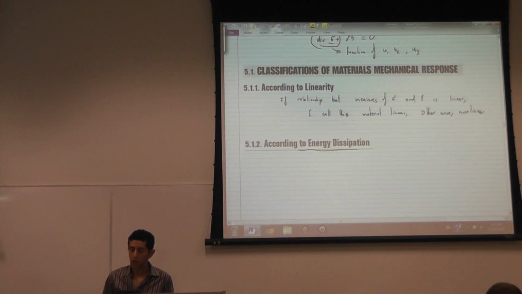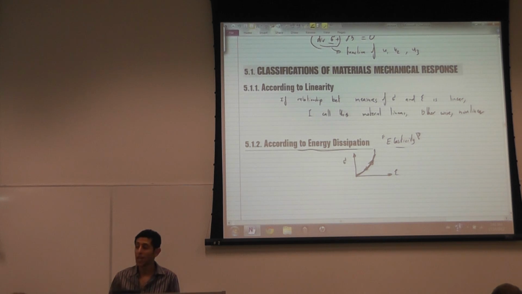Elasticity refers to energy dissipation. So you can have a nonlinear material, where the relationship between the stress and the strain is nonlinear, yet it's elastic. What do I mean by elastic? It means when I load and unload, I follow the same path. When I follow the same path, I'm not dissipating any energy, then this material is called elastic.